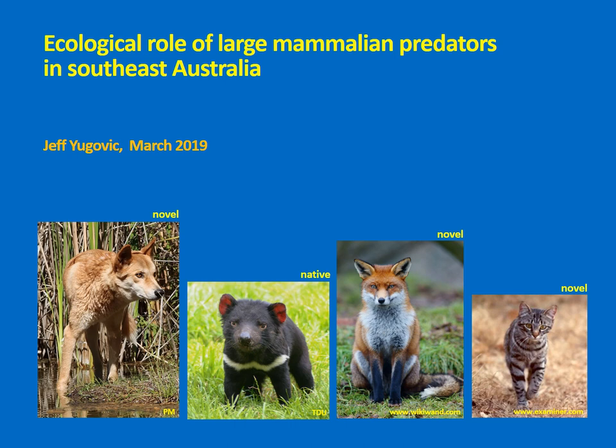But of course, here in Southeast Australia, we have a motley crew of predators. We're missing two of our biggest. They've already gone due to human causes. So they're the four large mammalian predators we have, and only one is native. The other three are alien, or as I prefer to say, novel, which is an unbiased, non-emotive term.